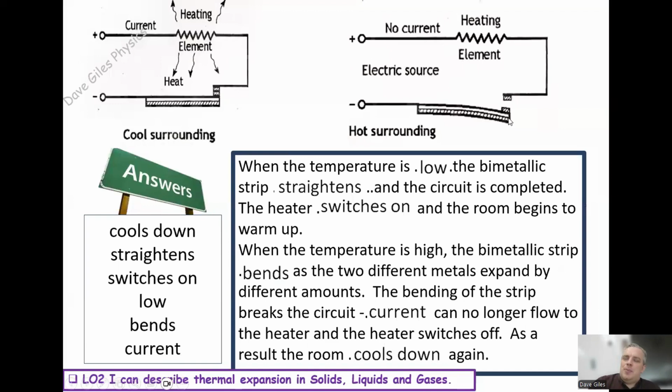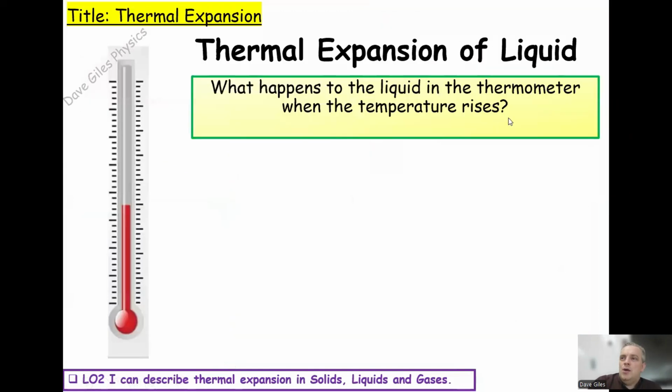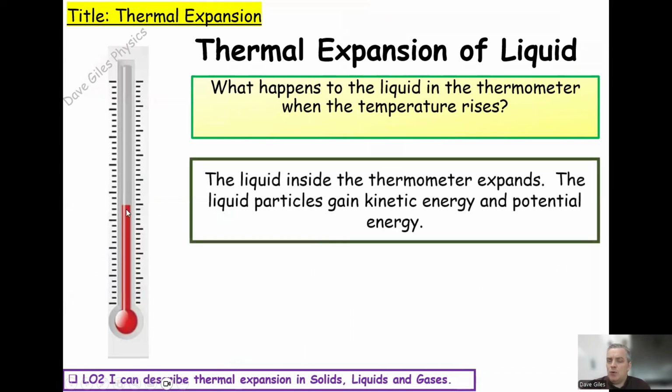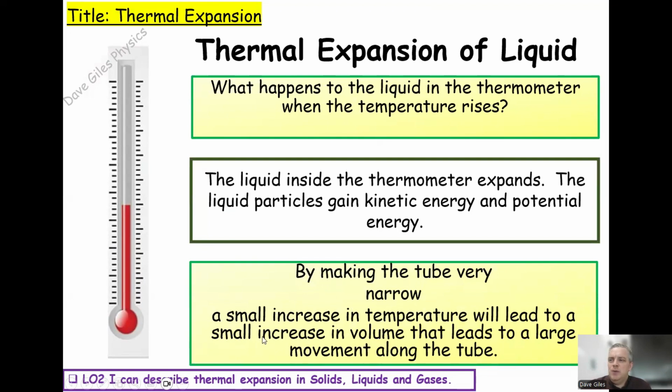So that is thermal expansion in solids. Now a very quick look at liquids and gases. The most common example of thermal expansion in liquids you will see is a thermometer. A thermometer is basically a tiny, tiny tube filled with a liquid. When the temperature rises, the liquid particles gain kinetic energy and potential energy. By making the tube very narrow, a small increase in volume leads to a large movement along the tube, where you can measure, say, a 0.1 or 0.2 degrees Celsius change with the thermometer.